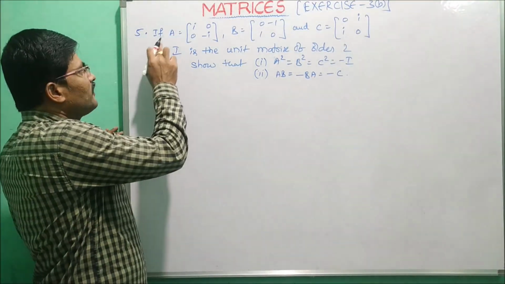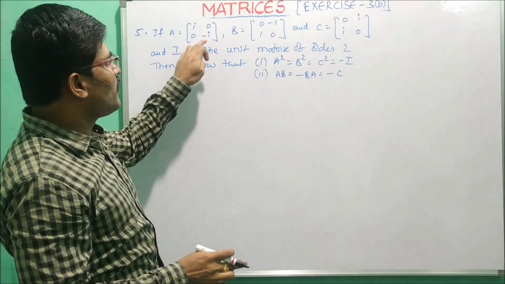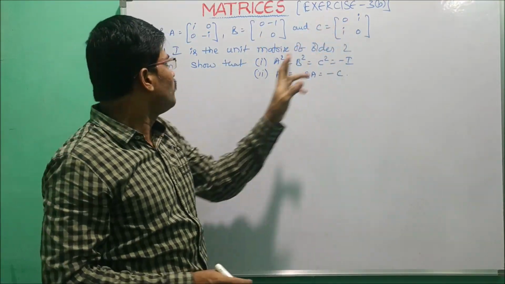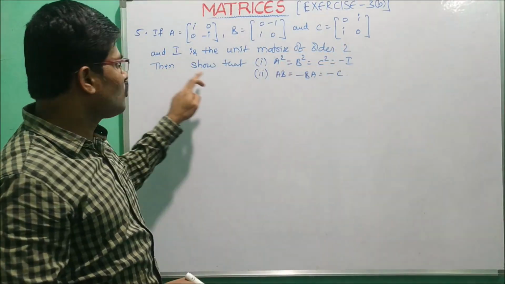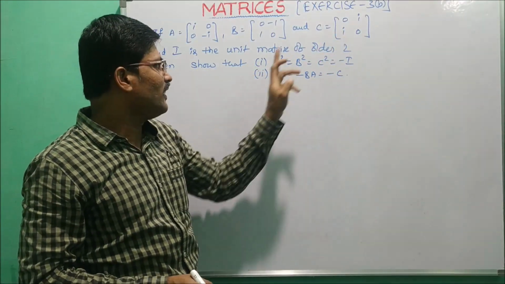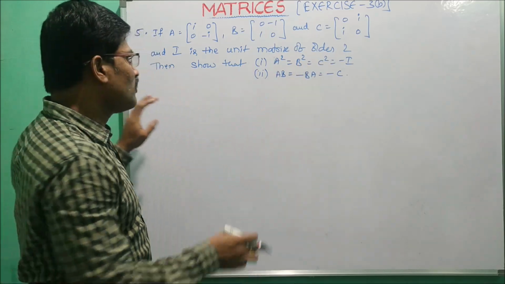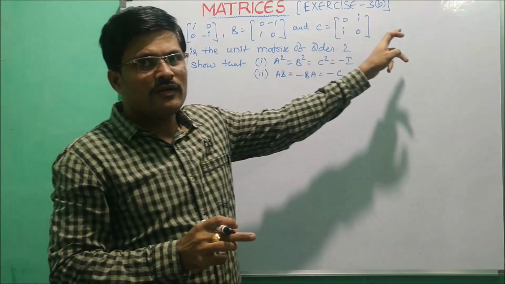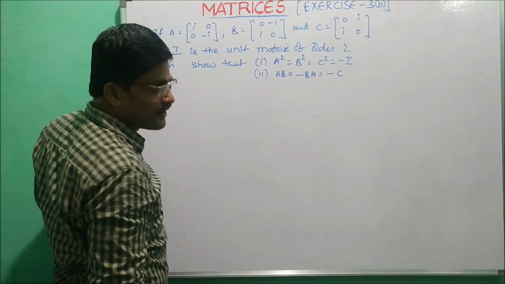Now the fifth one is: if the matrices A, B, C are given, A equals [[i, 0], [0, -i]], B equals [[0, -1], [1, 0]], C equals [[0, i], [i, 0]], and I is the unit matrix of order 2, then show that the first condition is A square equals B square equals C square equals minus I. The second one is AB equals minus BA equals minus C. So clearly given three matrices, these three matrices are of order 2 by 2. So here first we calculate the first condition.